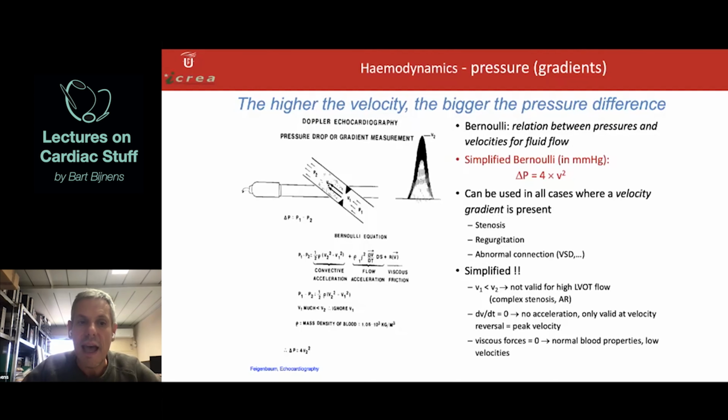So the pressure difference is half of the density times the velocity squared. We assume a certain density. Again, that's not looking at how blood might change in different patients. So we make a simplified Bernoulli equation where we just measure the high velocity within the stenosis, and we assume that 4 times the square of this is the pressure difference. This is used in clinical practice. This has been shown to be very useful.